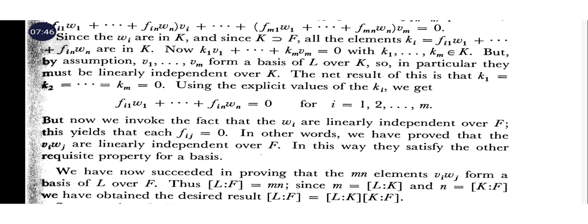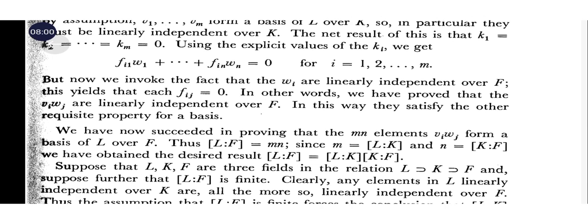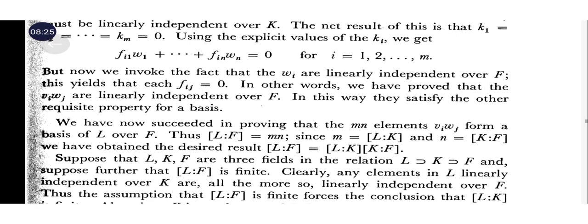In other words, the Vi Wj are linearly independent over F. In this way, we get the result. Therefore, we have now succeeded in proving that the mn elements Vi Wj form a basis of L over F. Therefore, [L:F] is equal to mn, but we know m equal to [L:K] and n equal to [K:F]. Therefore, [L:F] is equal to [L:K][K:F]. Hence the theorem.